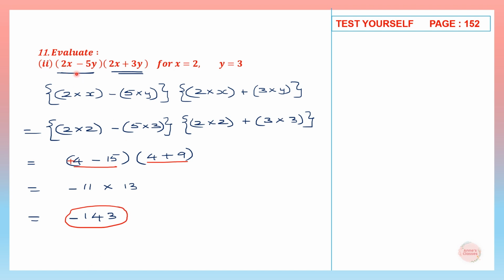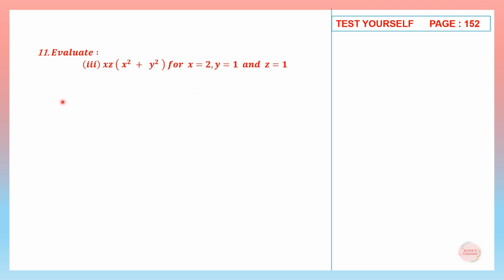So what did we do here? Here we directly substituted x with 2 and y with 3. So you don't have to do a long multiplication of doing these two and finally substituting. Directly you can substitute. Question 11, third one. Third one is also that way.